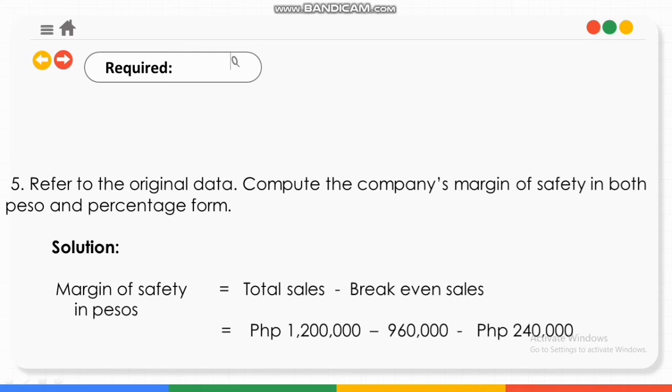So, next is refer to the original data, compute the company's margin of safety in both peso and percentage form. So, yung formula ng margin of safety in pesos is equals to total sales minus break-even sales. So, yung total sales is 1,200,000 pesos minus break-even sales na 960,000 pesos. Ang makukuha natin na margin of safety in pesos is equals to 240,000 pesos.